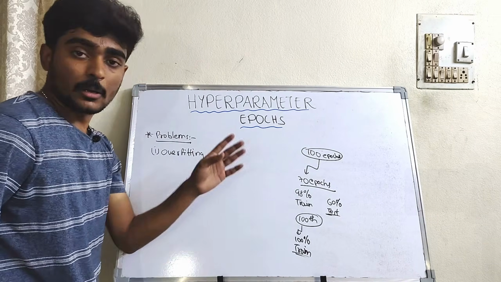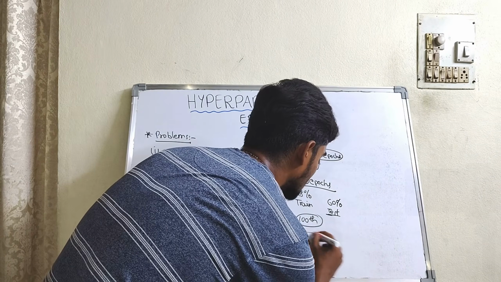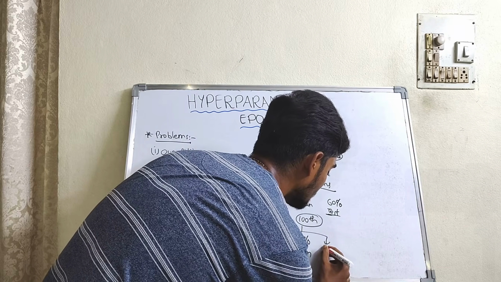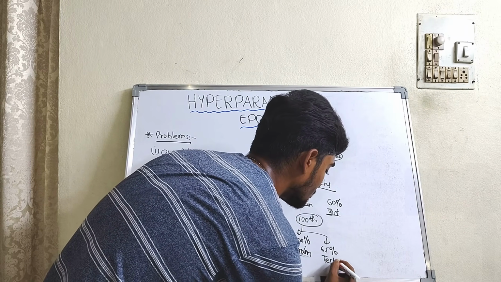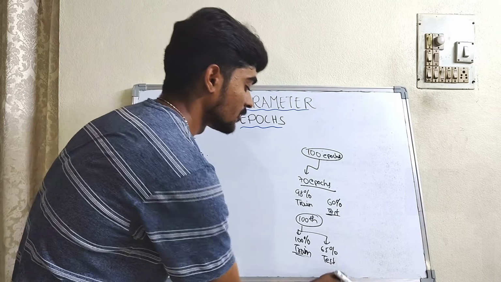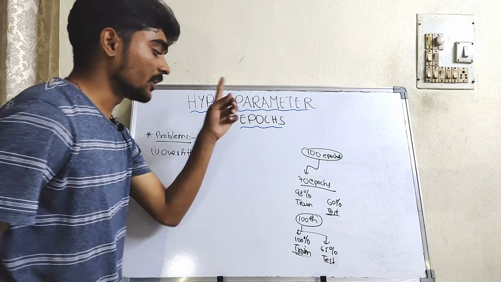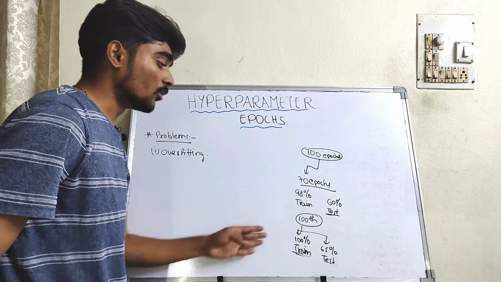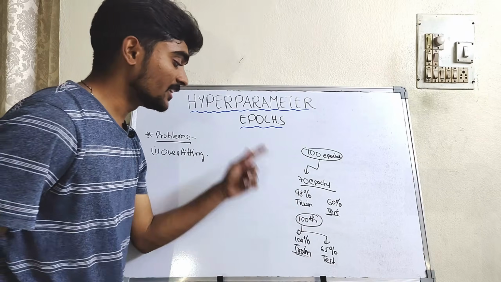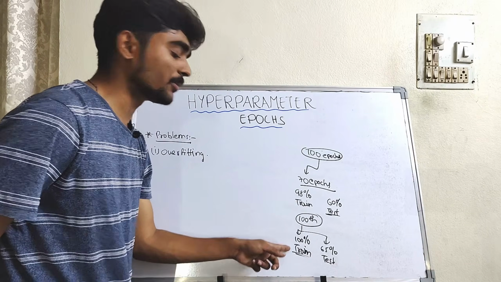100% train accuracy, but my test accuracy is around 65%. Okay, at the 70th epoch, I got around 98% training accuracy and 60% test accuracy. Now, by running 30 more epochs, that is the 100th epoch, I got around 100% training accuracy.